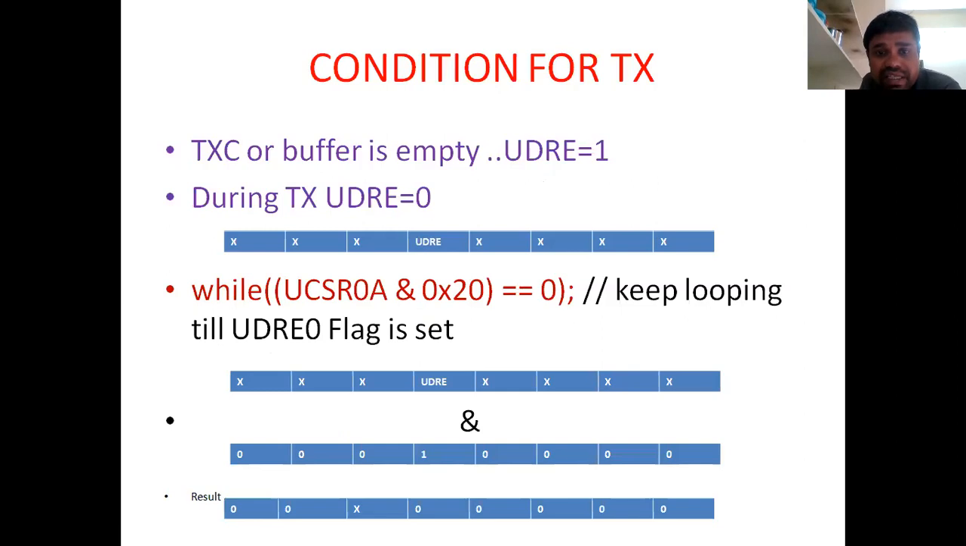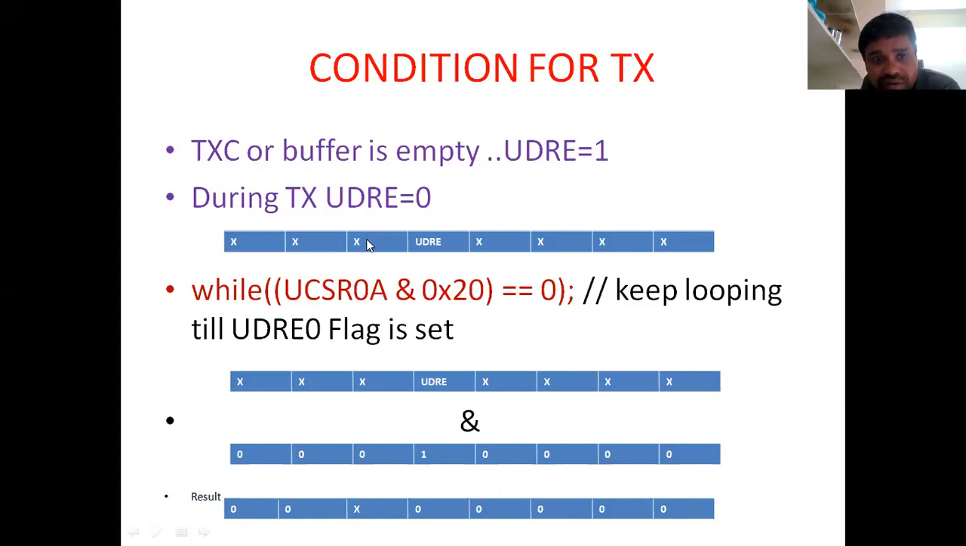The condition to check whether the buffer is empty or not: the general syntax is register AND with the interested bit value, equal to 0, with a semicolon. Keep looping until the UDRE0 flag is set, which means we keep executing until the UDR bit is 1. Register AND with 0x20. Why 0x20? In this register I am interested in only the fifth bit. If you put 1 at the fifth bit and the remaining bits are 0, the answer is 0x20.